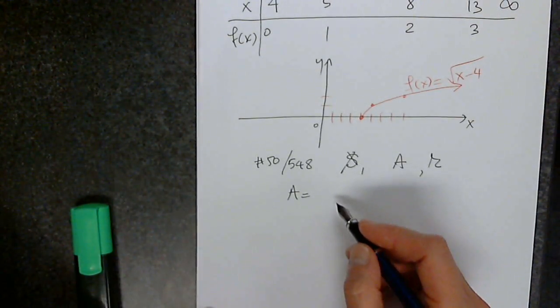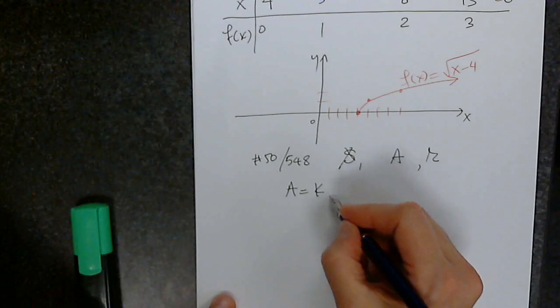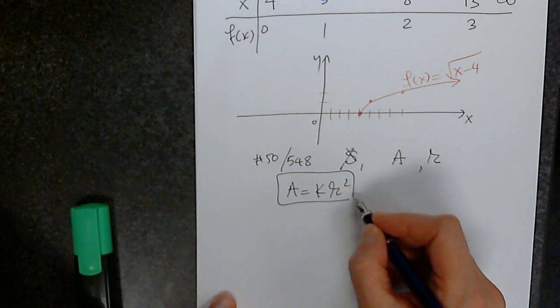A varies directly to, with the square. I did not say the square root. Oh, so the square of R. R squared. A equals R squared. Yes, but that must not be right. There's something else in there. A constant of proportionality. Oh, A equals K R squared. Very good. So this is indeed the equation.